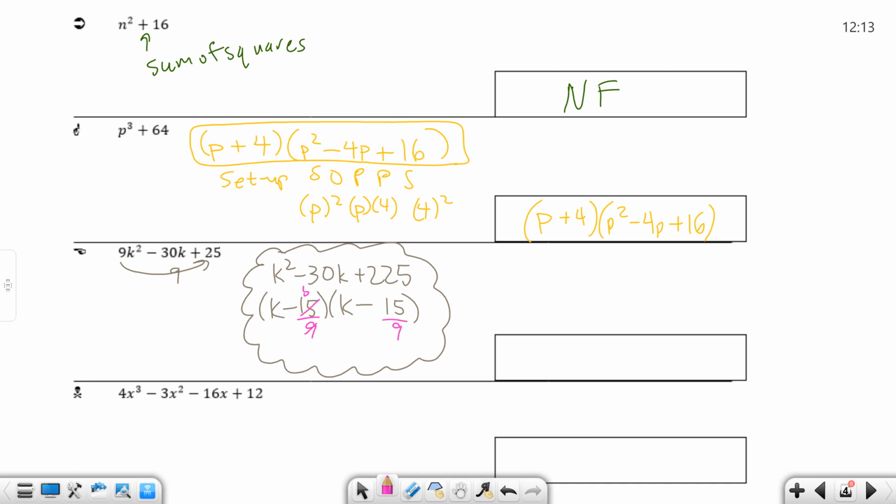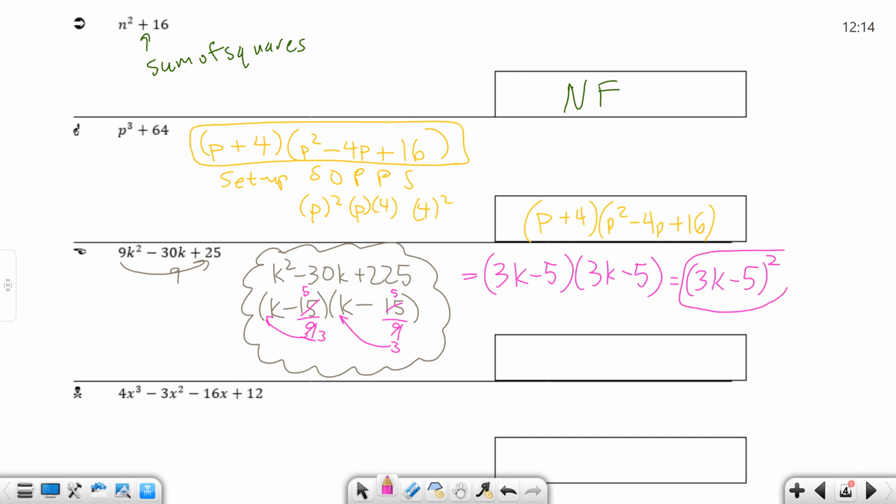15 over 9 has 3's in common. That's a 5 and a 3. This is also a 5 and a 3. And I'm going to do what with my 3's? Bring them up, right? So that's going to be 3k minus 5 times 3k minus 5. But look, I never want to leave something that looks identical to something else, right? I want to come in here and say this is going to be 3k minus 5 squared. So then I'm going to put in here 3k minus 5 squared.